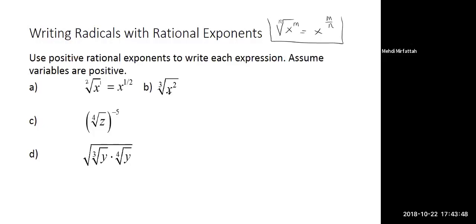For part B, you have cube root of x to the power of 2. So the number that goes to the bottom of the fraction would be 3. The number that goes to the top of the fraction would be 2. That would be x to the power of 2 over 3. See that? This number at the bottom of the fraction would be your root. So your root would be this number here, and this number goes to the top of the fraction.